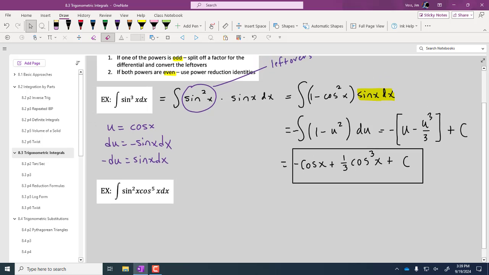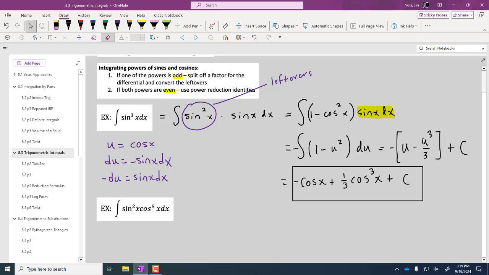So, let's go back up here and look again. If both powers are even, we go with power reduction identities. Times each other? Yep. So if you had a sine squared and a cosine squared, you'd power reduce both, multiply them together, and then do some more power reduction. Would it be the same if it was sine to the fourth times the cosine to the fourth?